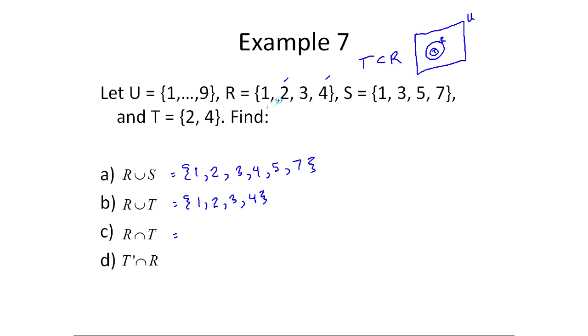Now the intersection is going to do something interesting for the same reason. R intersect T would be only what's shared, and the only thing shared is 2 and 4. And again, that's equal to T, and it's because of this property here, because they happen to have a containment property. That won't always be true. It's only true because T is contained in R. Okay, now finally T, remember this means complement. So for part D, T complement intersect R. So everything in the universal set not in T intersect with R. What I'm going to do first is figure out what T complement is. T complement would be everything in the universal set except for 2 and 4.